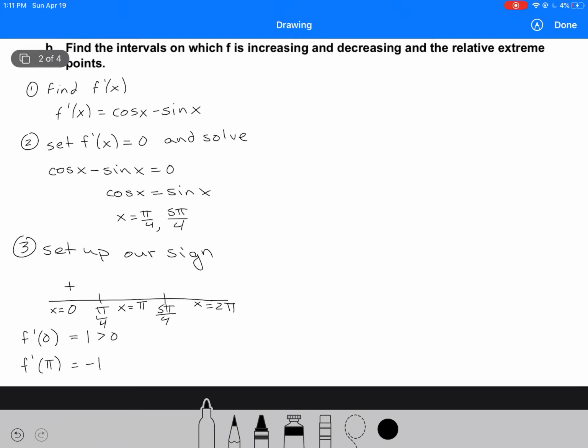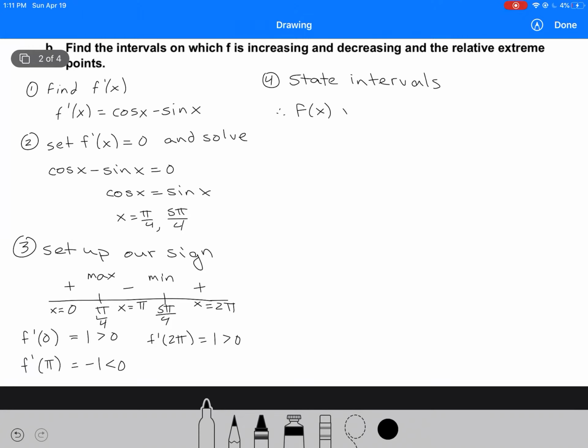At pi, we get minus 1, which is less than 0. So our first derivative is negative in that interval. Our last one is our first derivative evaluated at 2 pi, which is going to give us 1, which is greater than 0, which is positive. That means that our first 0 point is a max, our second 0 point is a min. Once we've done our sign table, this is going to allow us to state our intervals, which is part of what the question is asking.